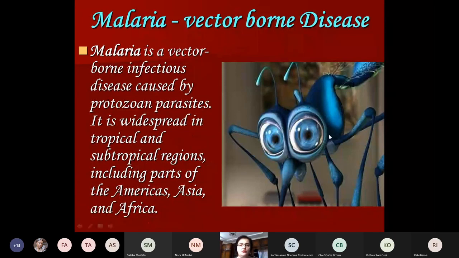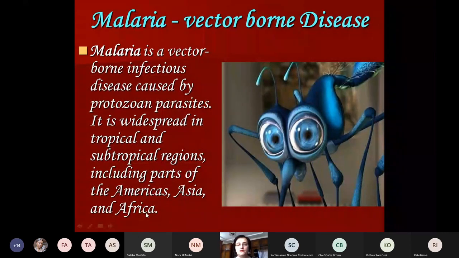Malaria, sure, is a vector-borne disease, nice vector. Malaria is a vector-borne infectious disease caused by protozoan parasites. It is widespread in tropical and some subtropical regions, including parts of the Americas, Asia, and Africa.